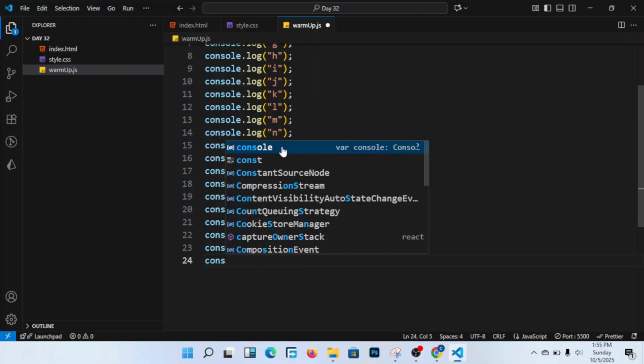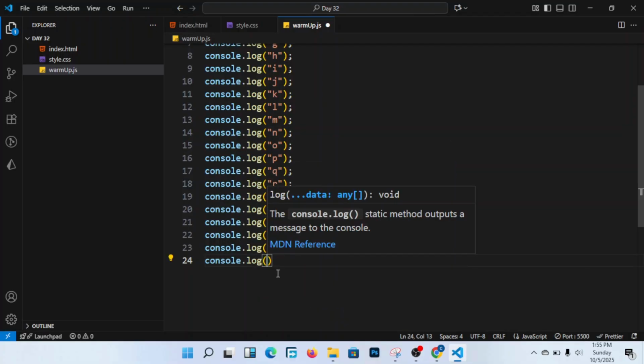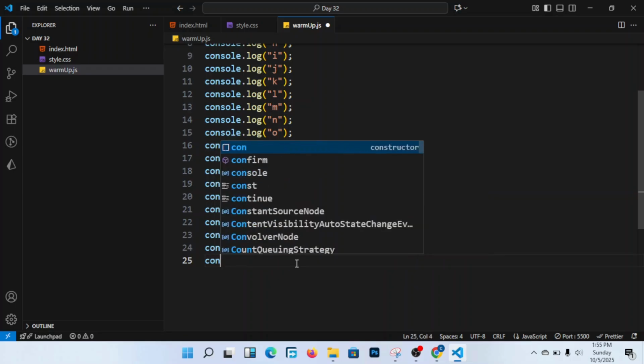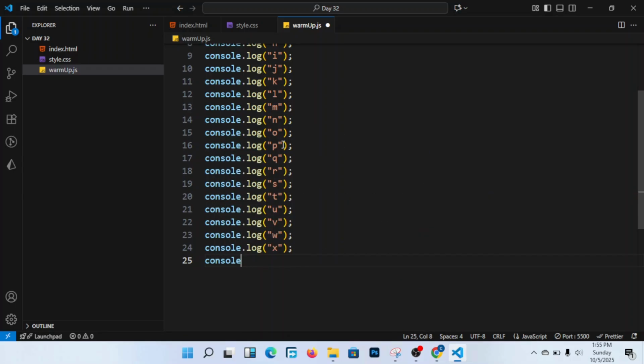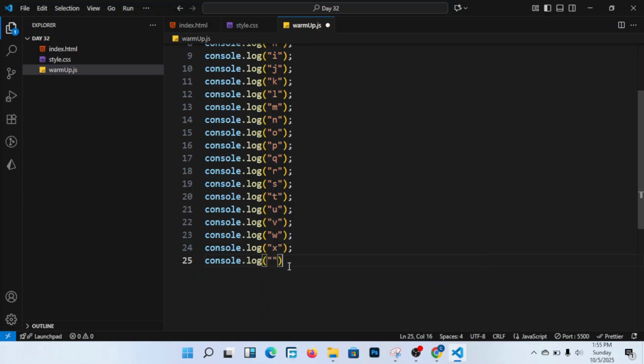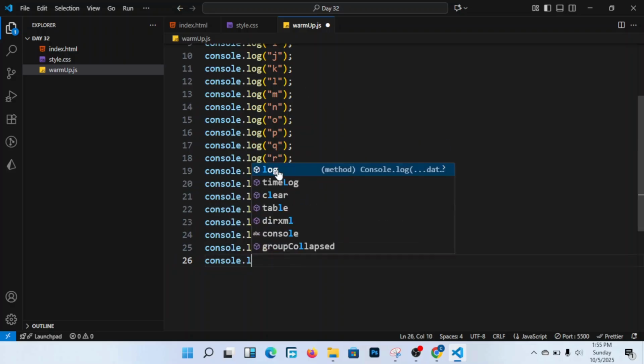Console.log, console.log, X, Y, Z, okay? Console.log X, Y, Z, console.log X, Y, Z, okay?